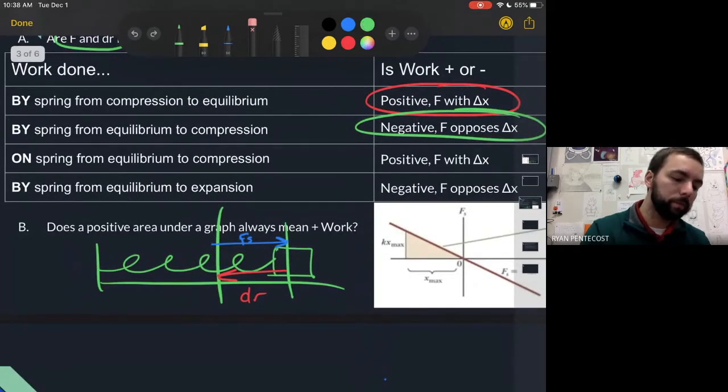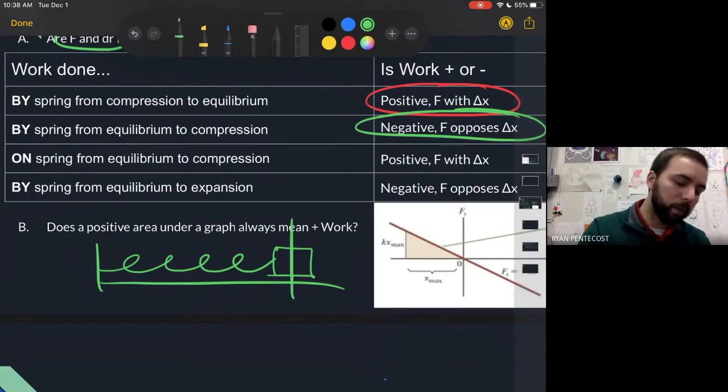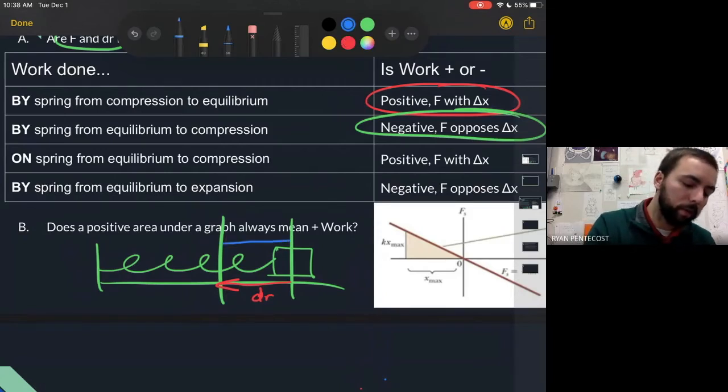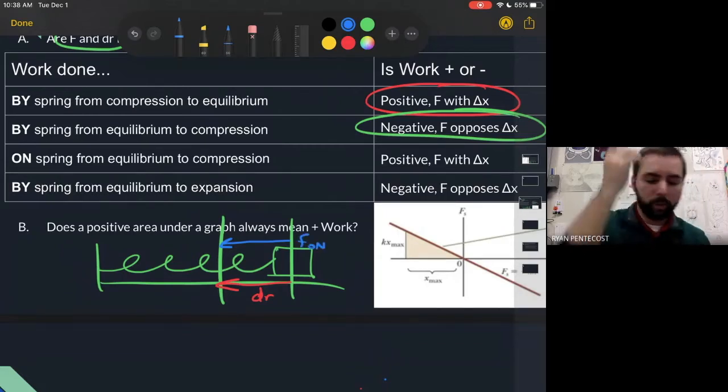Okay. Now, if we will, we're going to kind of flip the table a little bit. We're going to ask, what is the work done on a spring from equilibrium to compression? So again, we're going from equilibrium to compression, right? Again, dr right here. But we were looking at what is the force done on the spring? Well, to compress it, from equilibrium to compression, this is the force done on the spring.